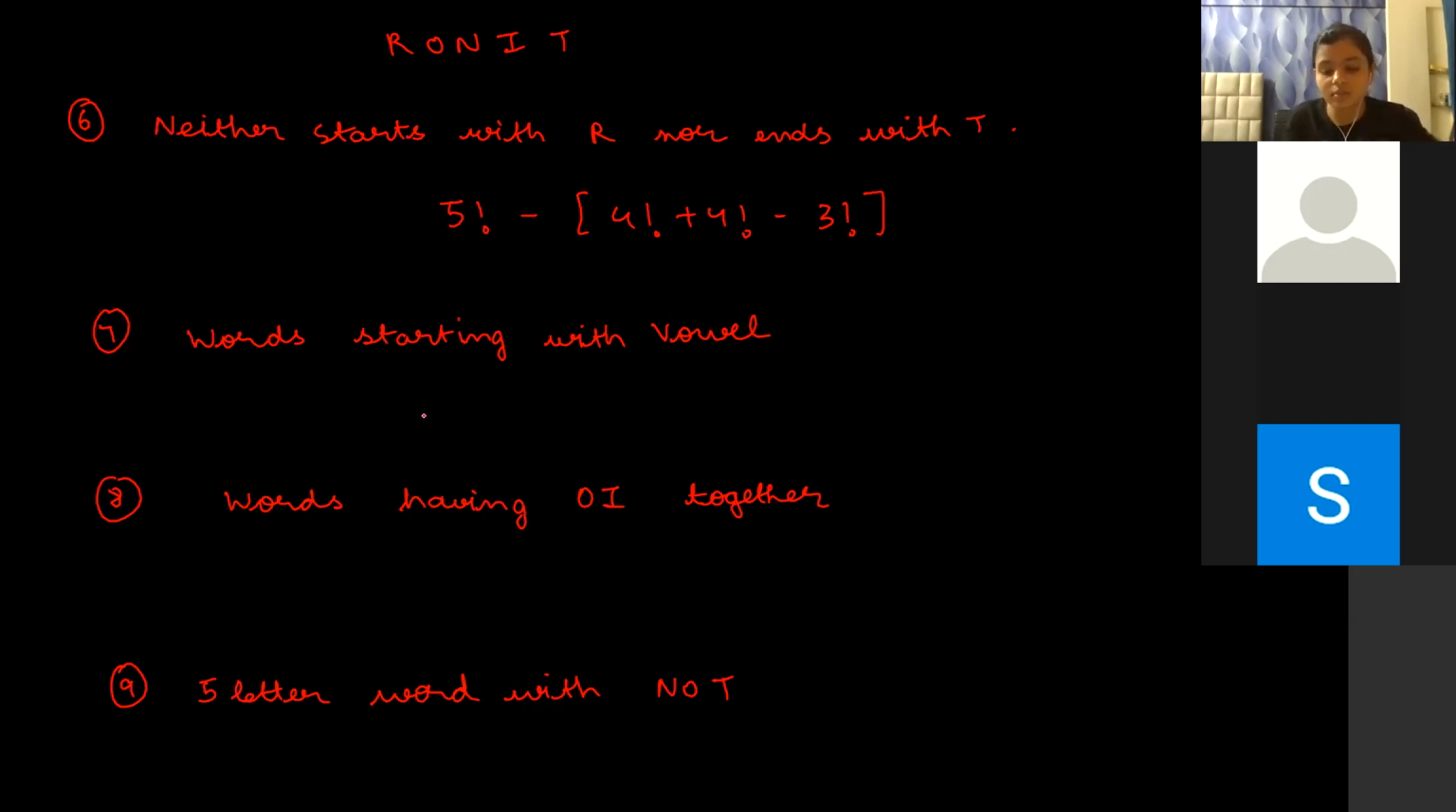Sir, I thought it would be the same method as the R and T one. Like one case will be R starting, one case will be T starting. So like that, one case O will be starting, the next case I will be starting, and the total minus the O plus I starting, which is the intersection. But how will that work? There, why were we subtracting?